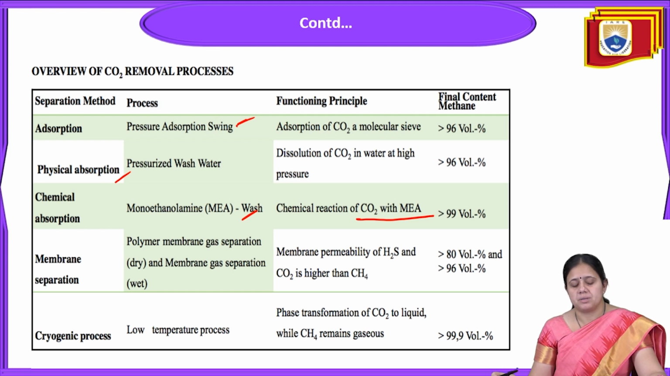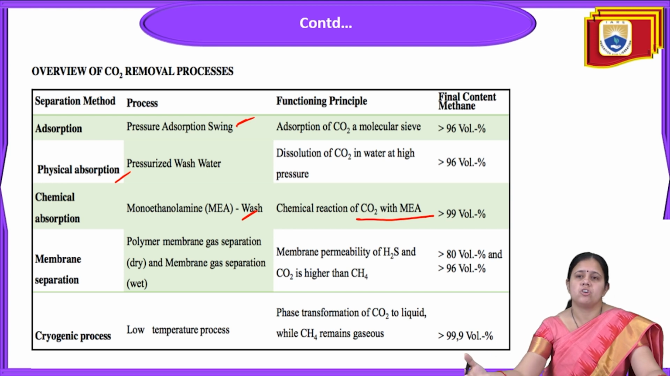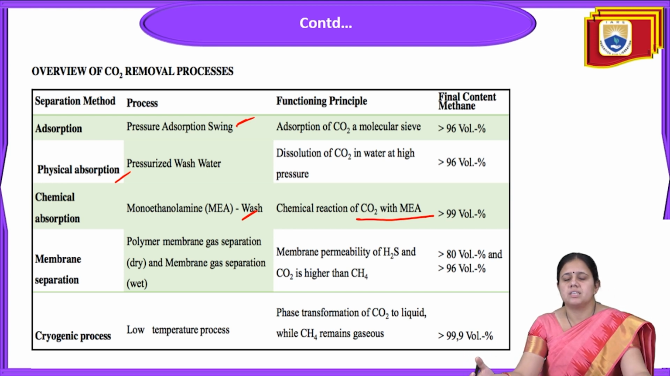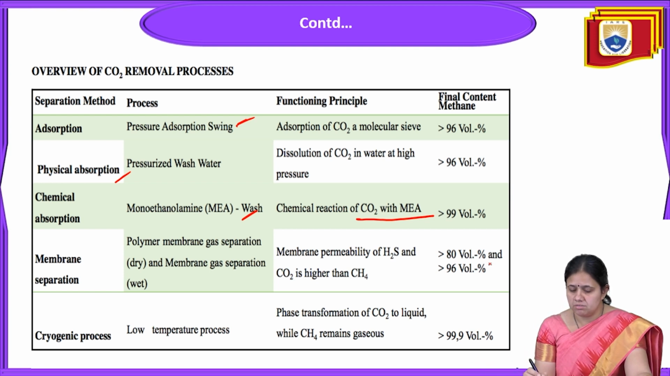Polymer membrane gas separation. Membrane separation will be there. In that membrane separation, polymer membrane gas separation is dry only, and membrane gas separation is wet only. So the membrane permeability of H2S and CO2 is higher than the methane. So this method is used because the membrane permeability of hydrogen sulfide and carbon dioxide is higher than the methane, and its final methane content is like that.